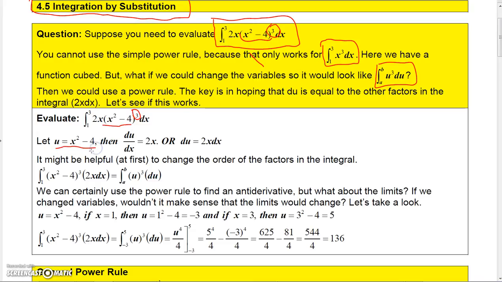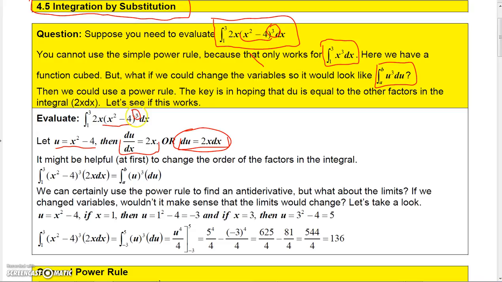If you let u equal x squared minus 4, then the derivative of u with respect to x is 2x. Now you can just multiply both sides by dx and get du equal 2x dx. On future examples I'll just do this step, because if you let u be a function, then du is just the derivative of that function. In this case it's the derivative of x squared minus 4, which is 2x times dx. So du is just the derivative of u times dx, and that's all you have to do. So you don't need this middle step.